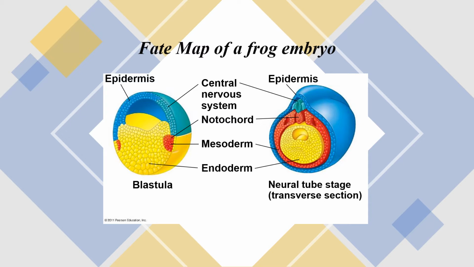So, fate map of a frog embryo. From a blastula, again, the three different colors that we usually use are blue for the ectoderm, red for the mesoderm, and yellow for the endoderm. Coming from a blastula like this, eventually it will change into this neural tube stage, which shows you another transverse section. From this epidermis, it will eventually look like this, and then the central nervous system would detach from the epidermis itself. And then the mesoderm, coming from the lateral part, will eventually go into a circular motion also, and then would give rise to the notochord. And then the endoderm will also be lodging within the neural tube stage. So, pumapasok siya sa loob. Okay?